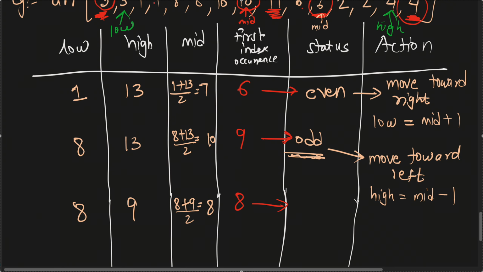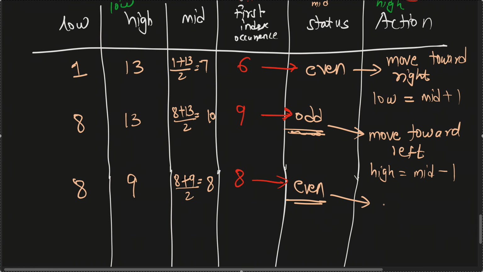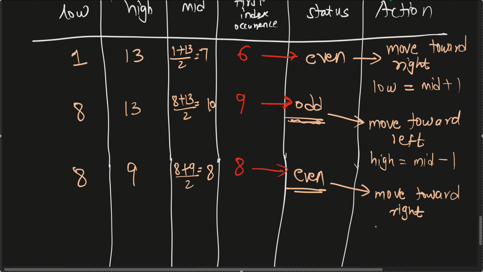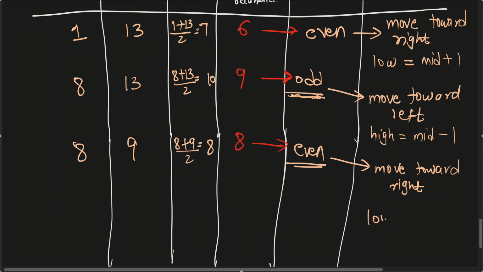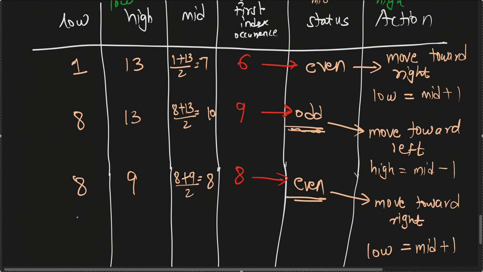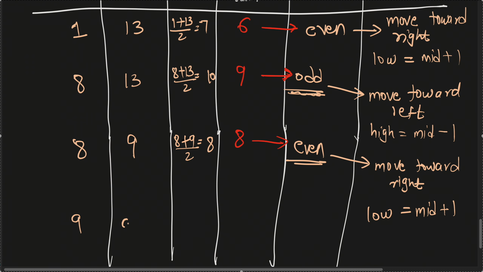And what is the status? 8 is even or odd? 8 is even. So we will write even. If the status is even, we have to move towards the right, because we have not encountered the unique element. To move towards the right, we have to update our low pointer. So the low pointer will be mid plus 1. Mid is 8, 8 plus 1 is 9. So low pointer is 9. High pointer is 9.